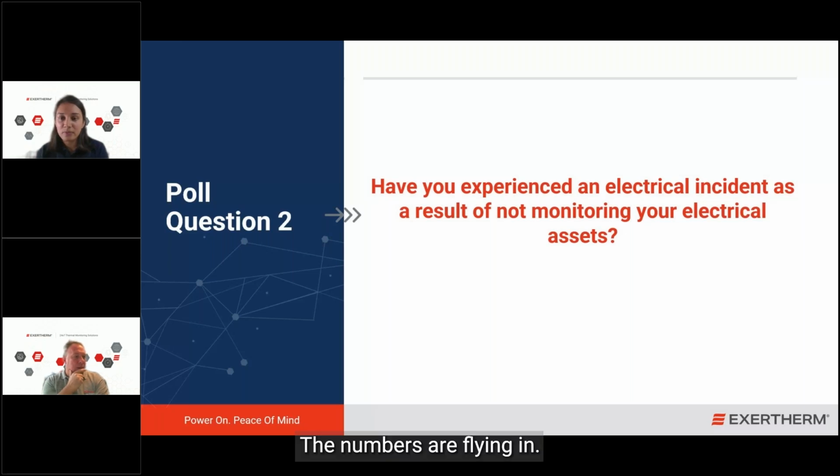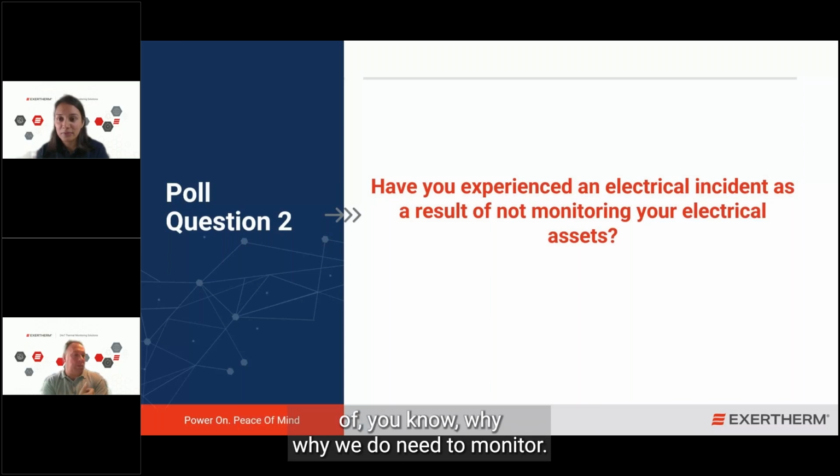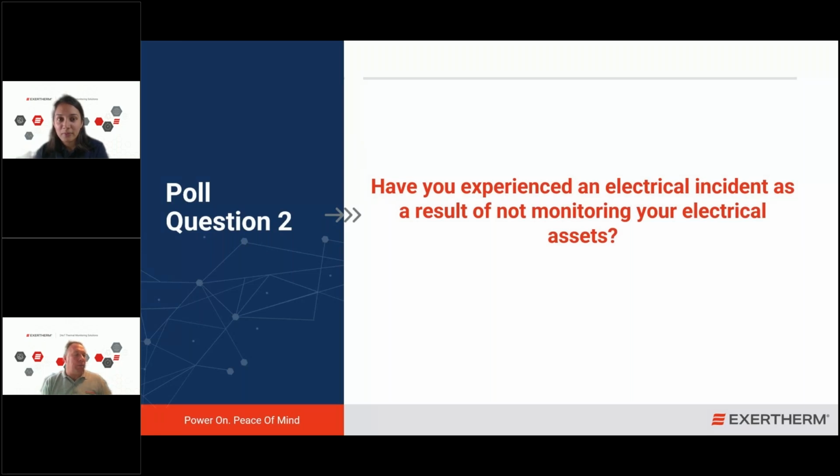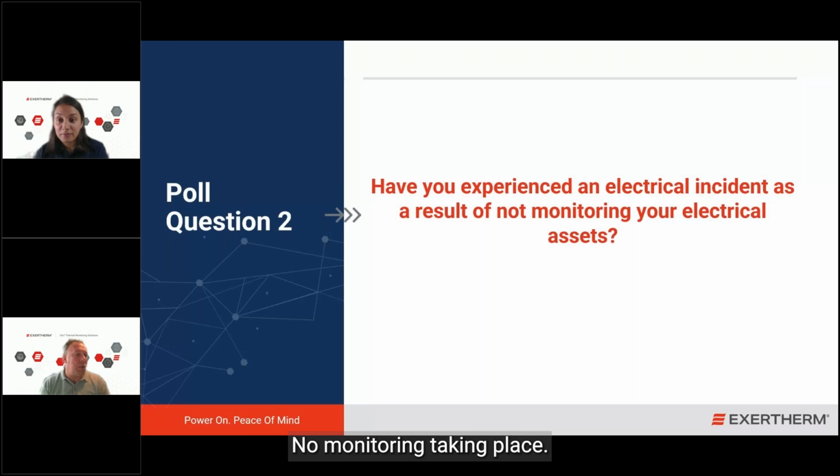And the numbers are flying in. And I think this just starts to show the importance of why we do need to monitor. 59% of people are actually saying that they've experienced an electrical incident because they weren't monitoring the assets. No monitoring taking place. 31% are saying no, they haven't.